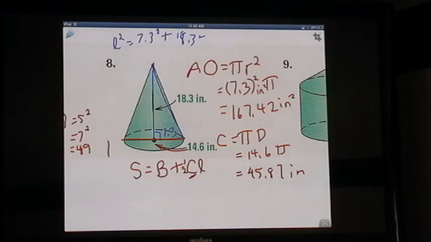Now your calculator also knows it needs to square before adding. But be careful, if you put it in certain ways, it won't know the difference. So if you were to add those up first and then try to square them, it wouldn't work. Okay, so we get that the slant height is 19.7.